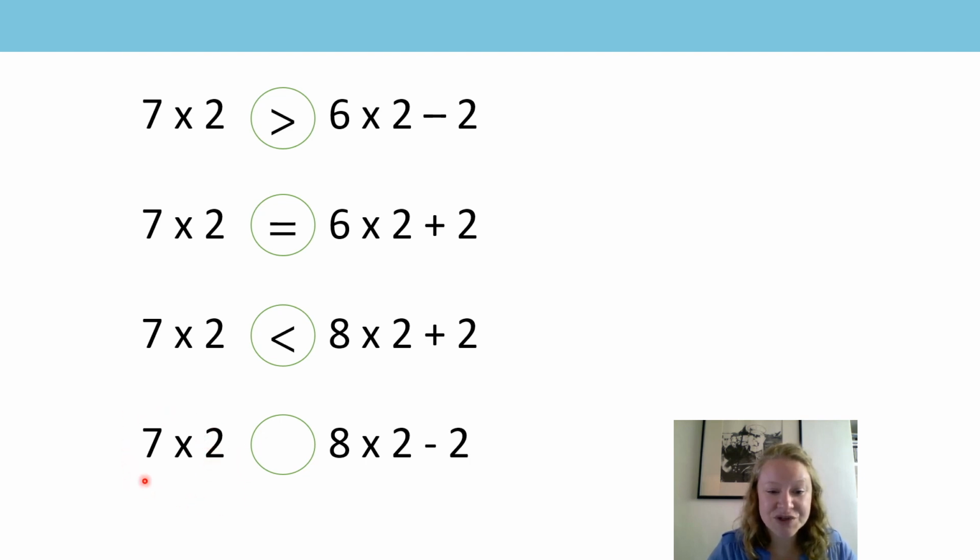7 2s on this side, and on this side we've got 8 2s subtract 2. So what do we think about 8 2s subtract 2? That must be equal to 7 2s. Good, well done. 7 2s is equal to 8 2s take away a 2.